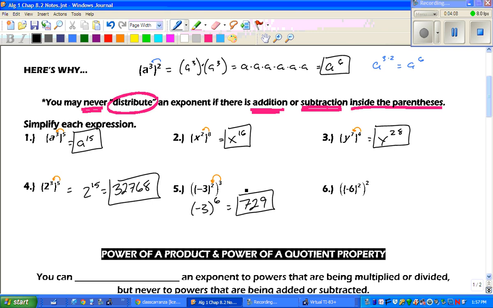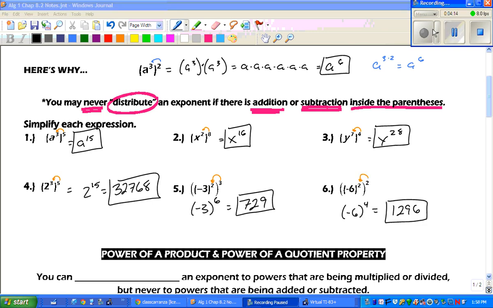And let's see if you guys can do 6. So go ahead and pause the video and see how you do. Okay, so 2 times 2 gives us 4. And the negative 6 to the 4th power is 1,296.